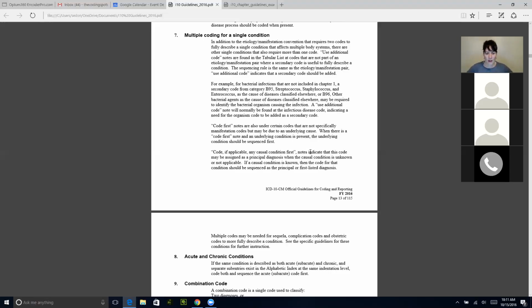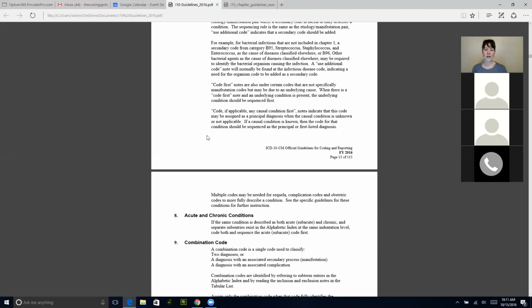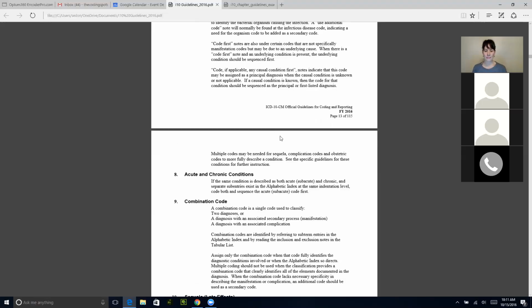Code, if applicable, any causal condition first, and we're right here on our guidelines. This indicates that this code may be assigned as a principal diagnosis when the causal condition is unknown or not applicable.